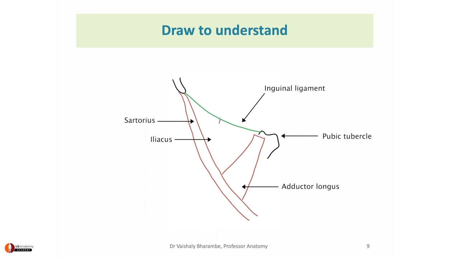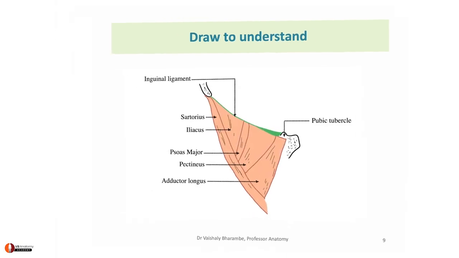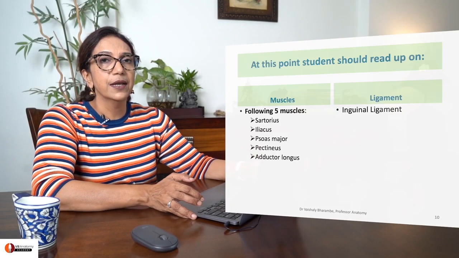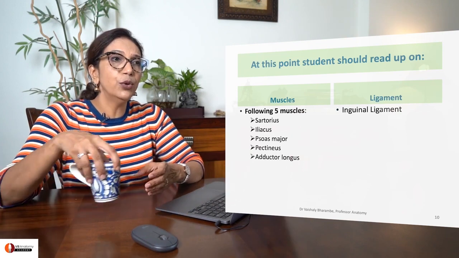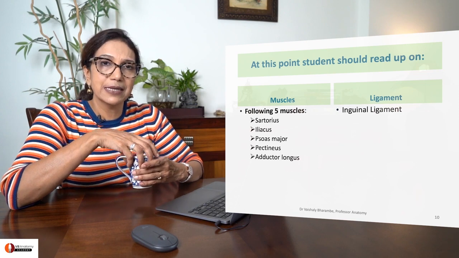Now draw your iliacus, psoas major and pectineus, and there you have the boundaries and floor of femoral triangle. Having got these concepts clear, let's come back. Right. So I'm very happy that you drew this diagram. It will help you, it kind of brings you into the class.